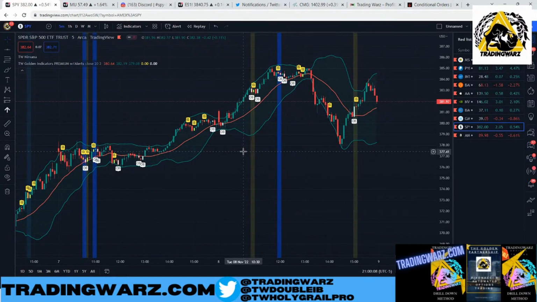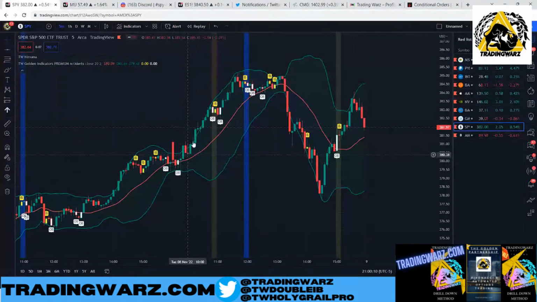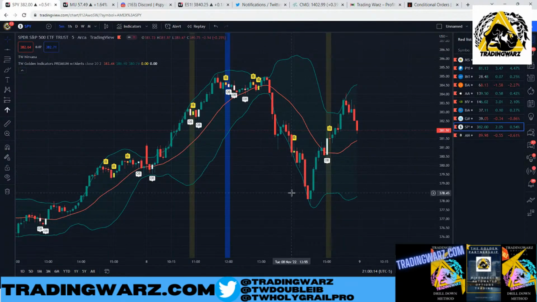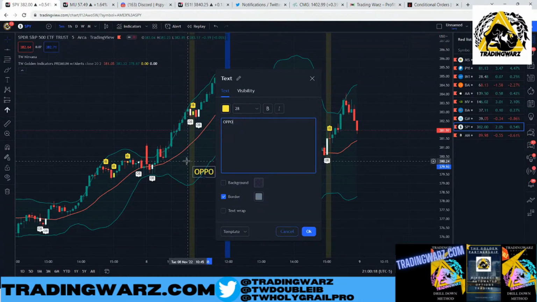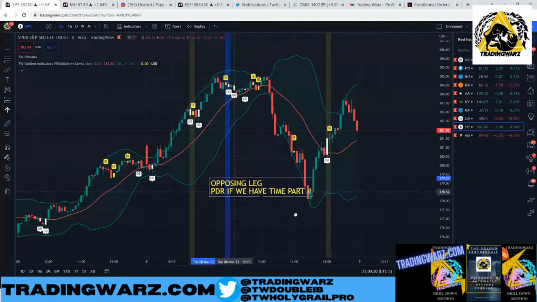We had some crazy price action as usual. Look at this range we had today, a lot of back and forth. So today is part 2 of the Fibonacci lessons, and what we're going to be focusing on today is the opposing leg. And we're going to look at PDR if we have time, or we're going to move that to part 3. Okay. So if you're ready, my friends, let's step into the war zone.